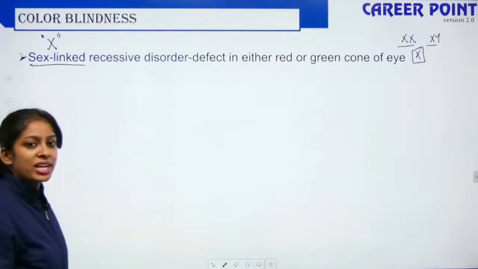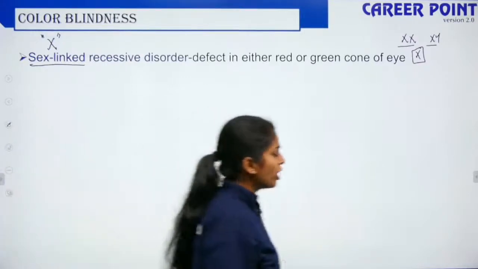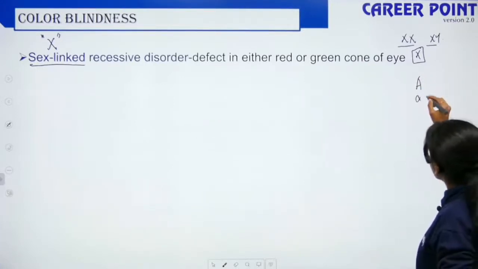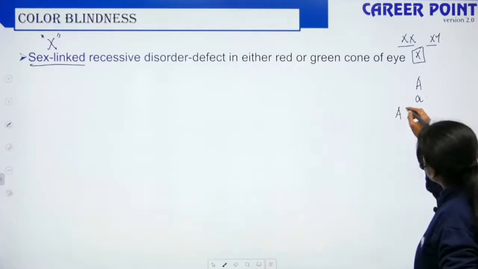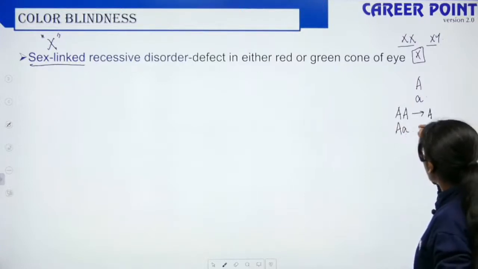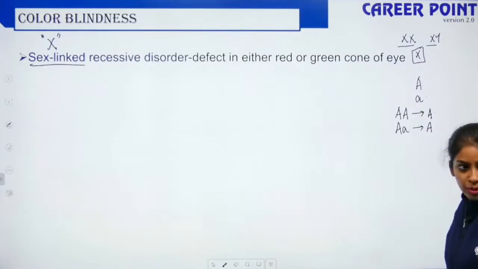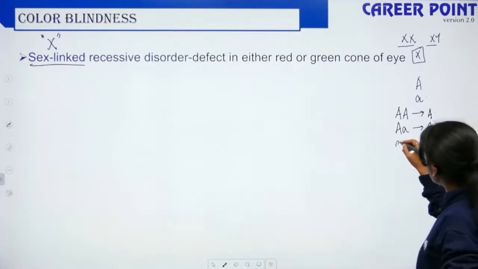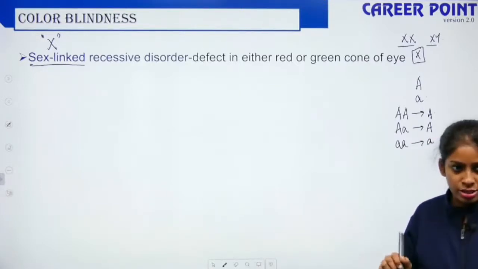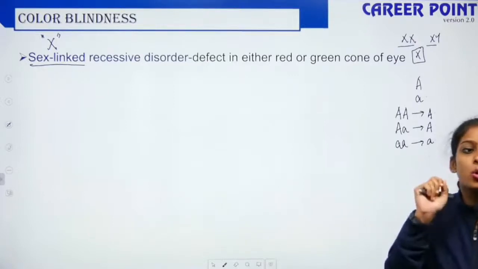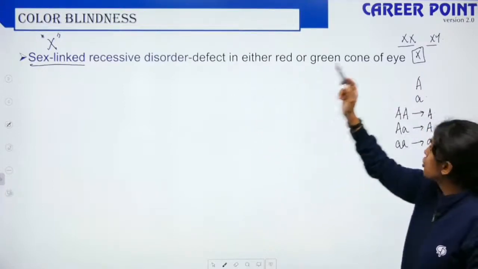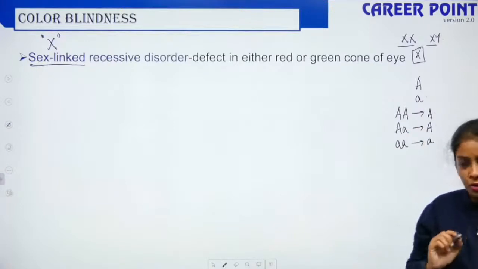Please understand, whenever a condition known as recessive comes, suppose A is dominant and small a is recessive. Then A will be expressed, according to Mendelian law, that is, the monohybrid cross. And only if the condition is recessive will small a be expressed. Here in genetic disorders, there is a small twist to the story. So what is the twist? Pay attention. It is a sex-linked recessive disorder, which means the mutation is on the X chromosome, right?